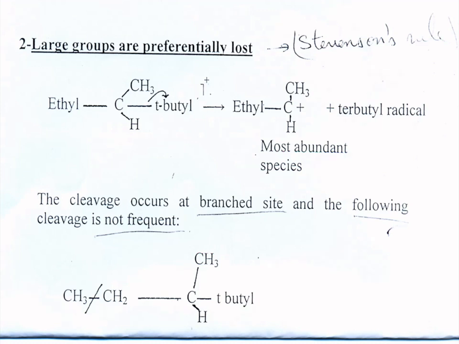The second factor which influences the formation of fragment ions is preferential loss of the large group. For example, in this case, we have this tertiary carbonium ion or molecular ion. The potential of loss of tertiary butyl is stronger than the loss of ethyl or methyl, because this bulky radical tends to give more stability than the ethyl and the methyl, being a tertiary radical.